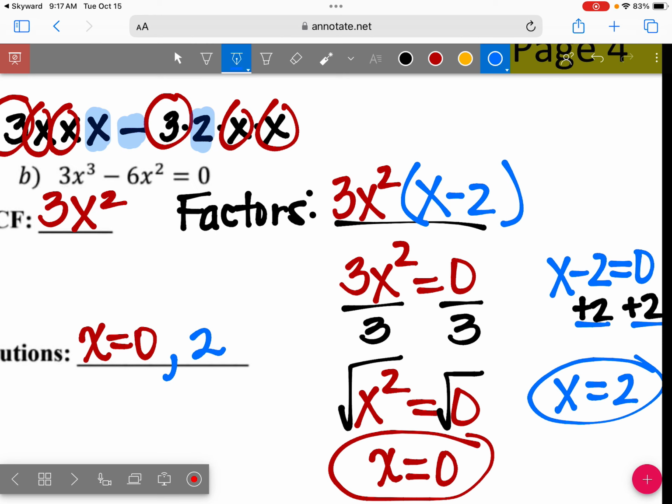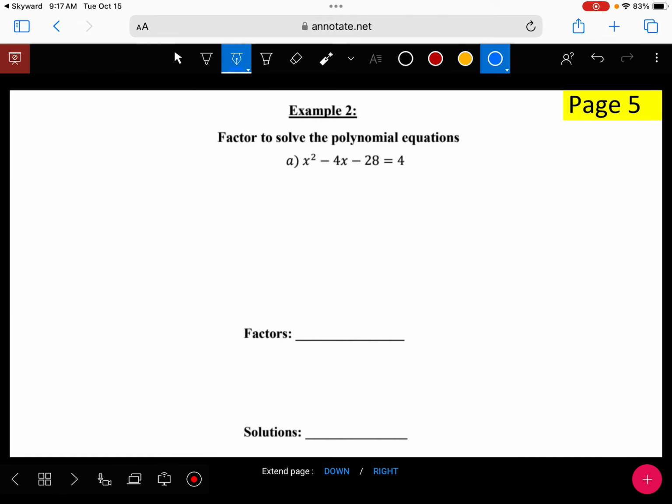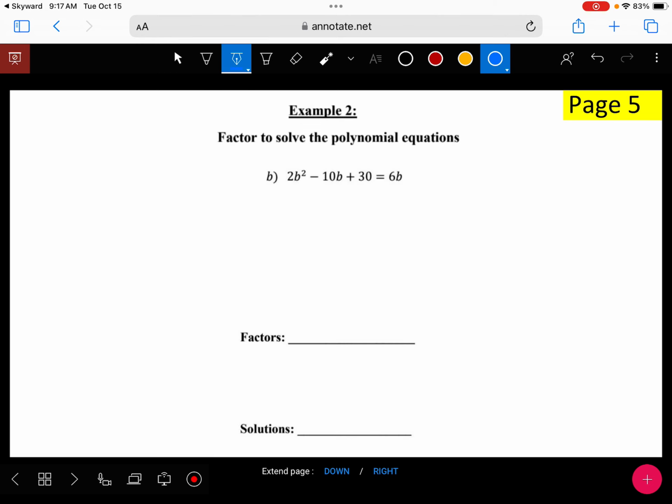All right, we're going to skip over C. Let's go to D. Oh, sorry. So we're on example 2 now. So we're going to go to part B. That's what I meant to say.